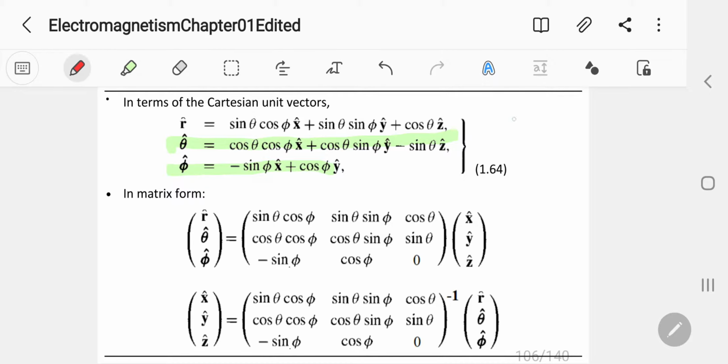So if you dot r hat with theta hat, this is supposed to be 0, and also r hat dot phi hat would be 0, as well as theta hat dot phi hat would be 0 as well. So you can write that in matrix form. This is just this one here.